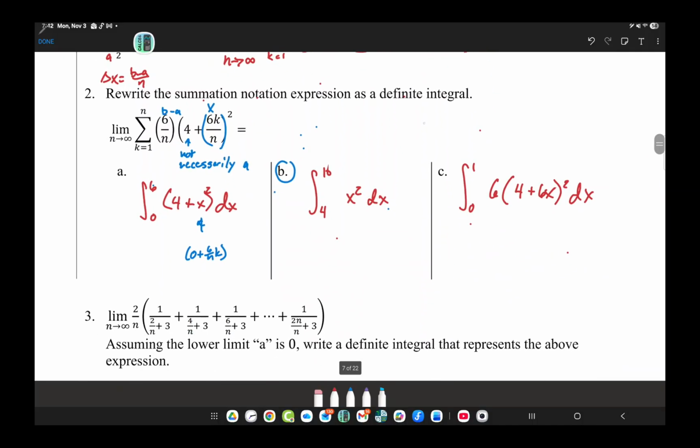So, like I said, this was the one I came up with first because if this is a, that means that b minus 4 over n is equal to 6, which means b is equal to 10. And then I can just say that this right here is a plus b minus 4 minus a over n, okay, which is 4 plus 6 over nk.